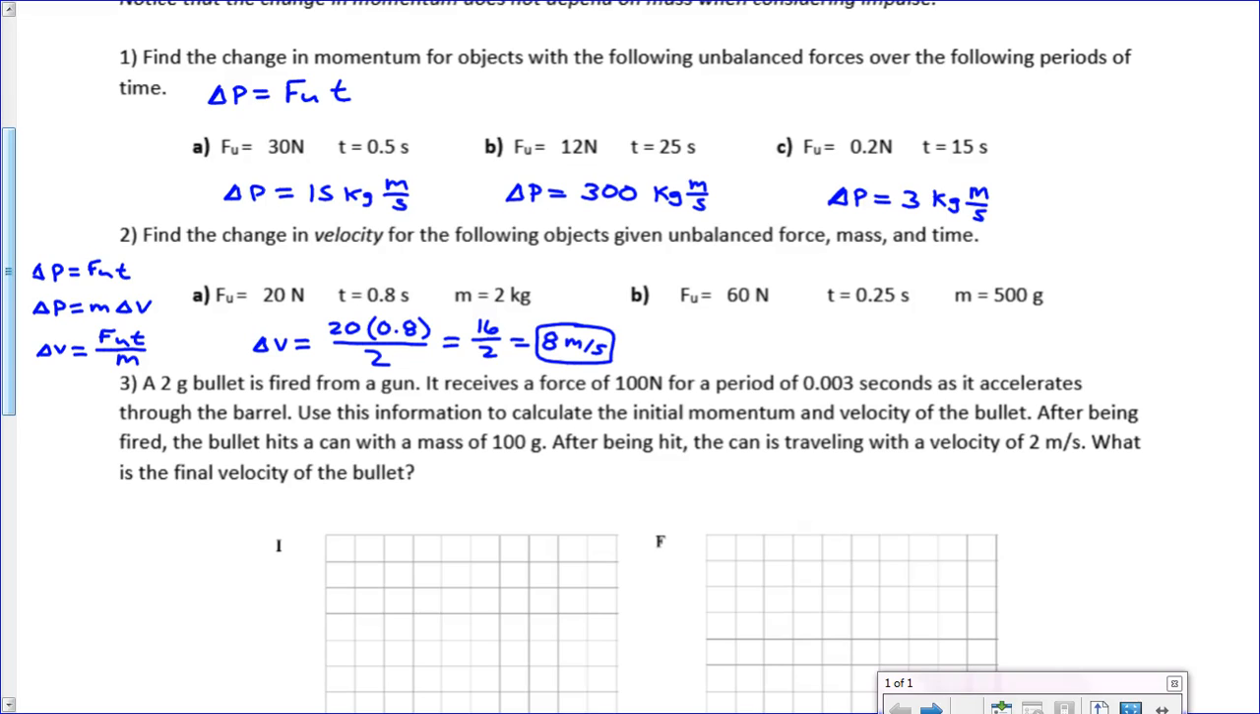On the second one, similar problem, we're going to set it up exactly the same way. Change in velocity here equals 60 times 0.25 over 500 grams, which is 0.5 kilograms. It's got to be in kilograms, so 0.5. All right. So when we do that, 60 times 0.25 is equal to 15. 15 divided by 0.5 is 30 meters per second.